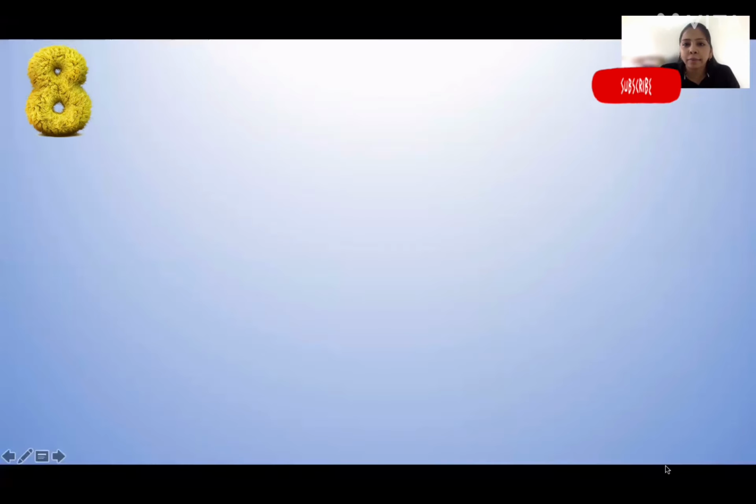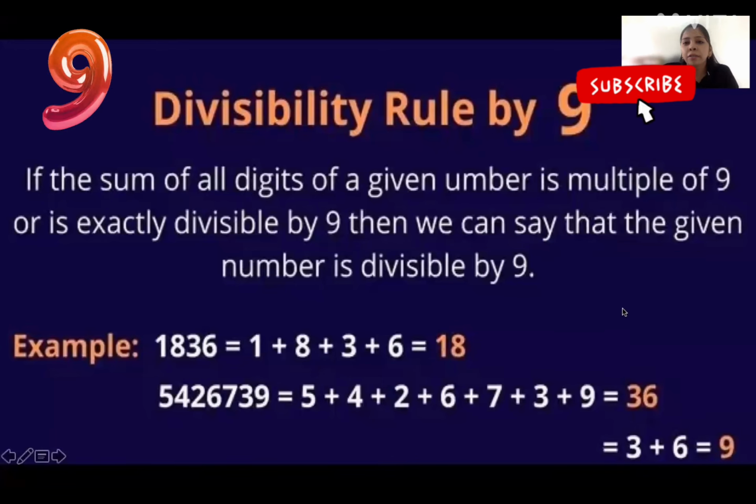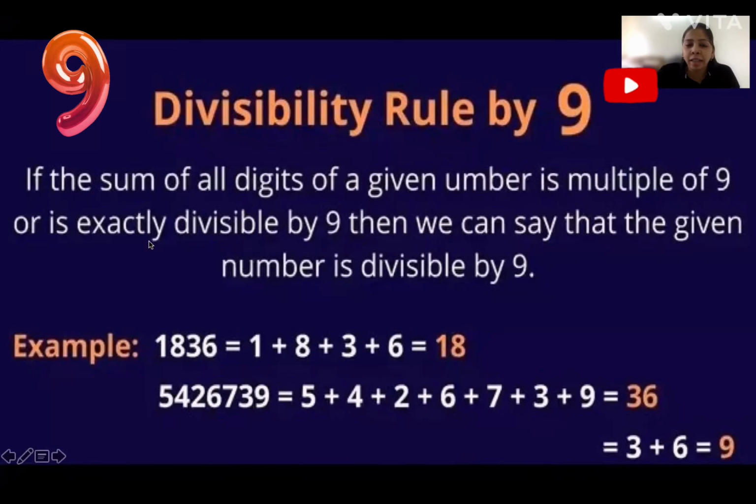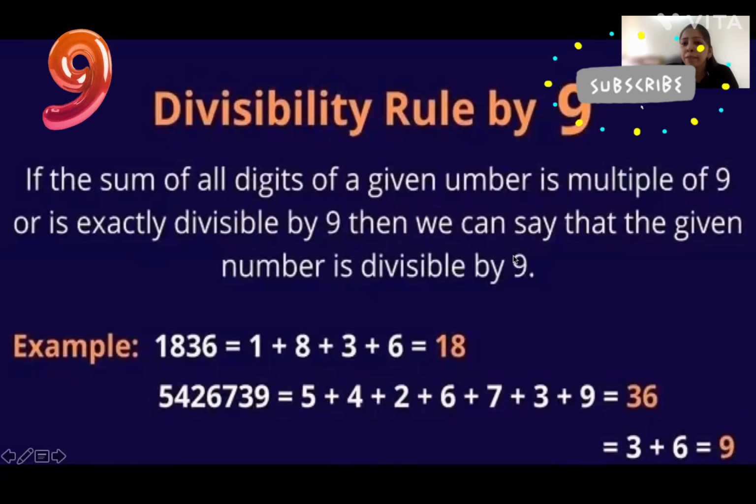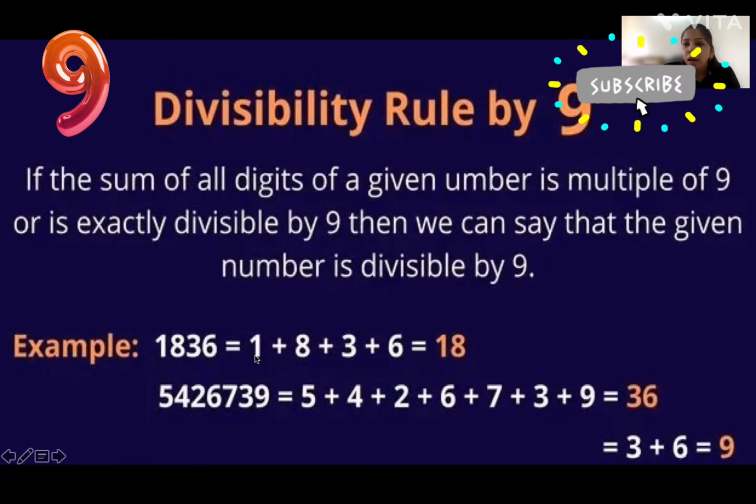Got it? Next one is divisibility rule by 9. If the sum of all digits of a given number is a multiple of 9 or is exactly divisible by 9, then we can say that the given number is divisible by 9. For example, 1836. 1 plus 8 plus 3 plus 6 is equal to 18, and 18 is divisible by 9.